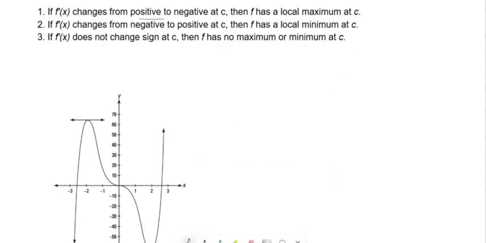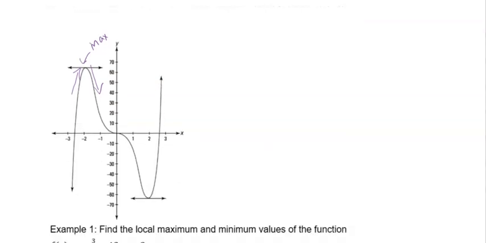So let's look at that on the graph. So if we are going from a positive slope to a negative slope, then this is a local maximum. And if the derivative of f of x changes from negative to positive, then we're going to get a local minimum.